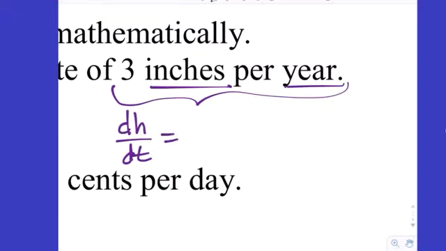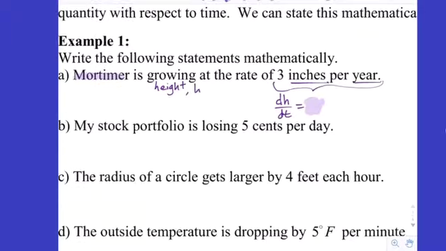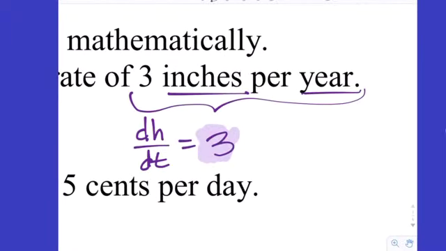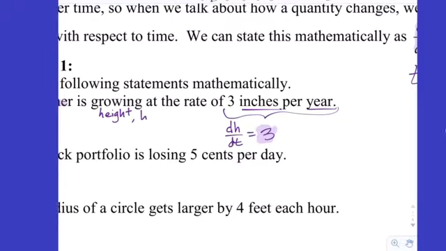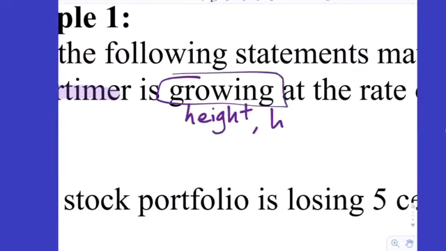We then, and probably the most important thing, have to assign that rate the correct sign, S-I-G-N. It's either going to be positive if that quantity is increasing or negative if that quantity is decreasing. And you have to tell from the verbal description, is this going to be a positive or a negative 3? It's a positive 3 because his height is increasing. How do we know his height is increasing? It's growing.